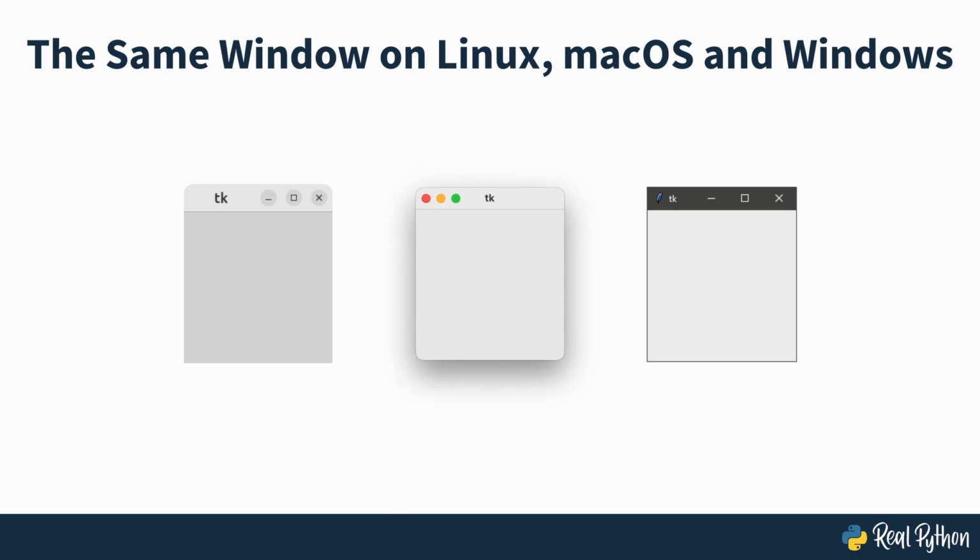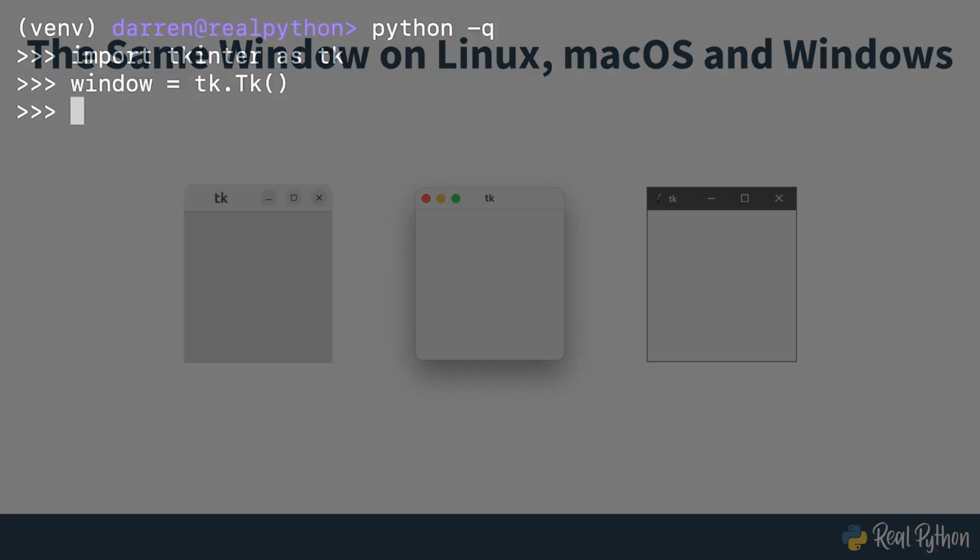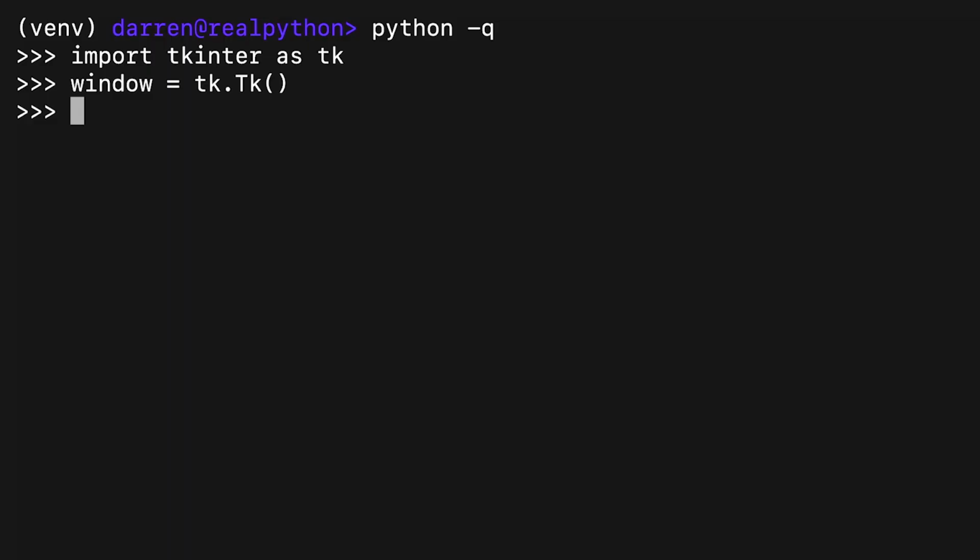Now that you have a window, you can add a widget. Use the tk.Label class to add some text to a window. Create a Label widget with the text Hello Tkinter and assign it to a variable called greeting.